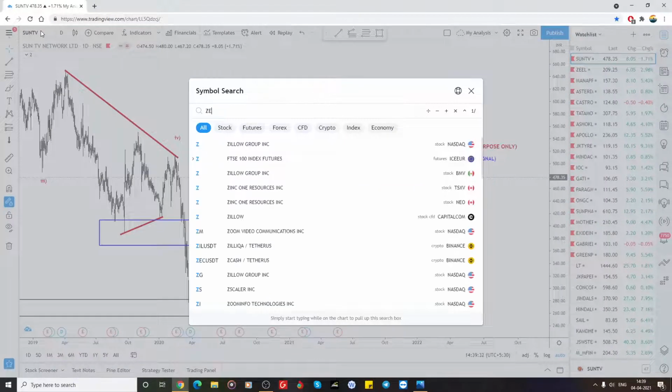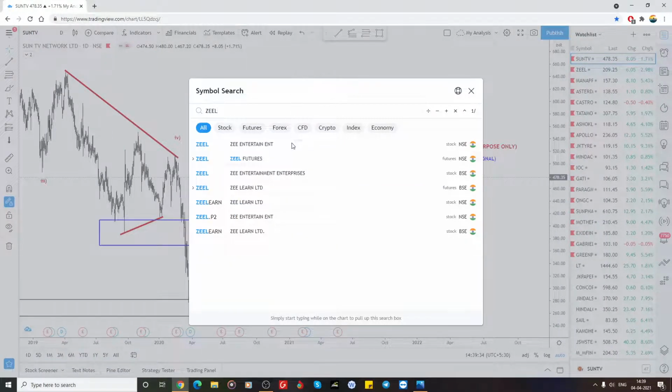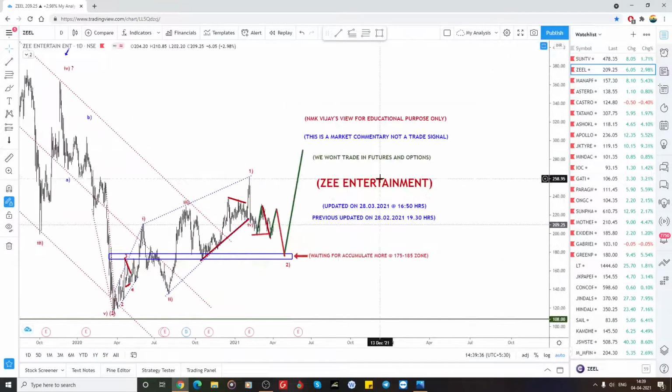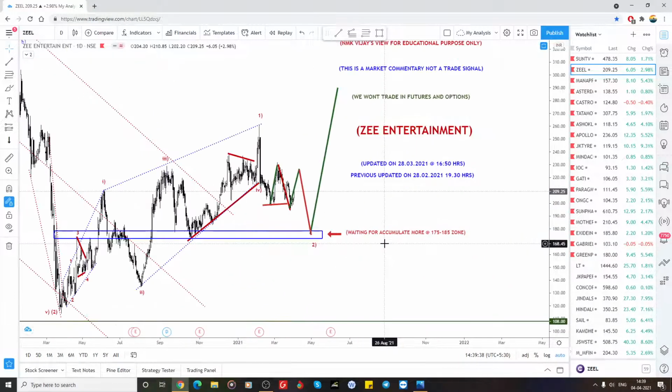So let's move on to Zee Entertainment. That also has no change. Now I am expecting, since it has already broken the low, an irregular flat formation, or a running flat, or if it crosses above this high, that could be an expanded flat. But anyway, I'm looking only for this zone of 175 to 195. If it comes, I will be on the buy side. Otherwise, I'm still holding the positions. So no worries in this.